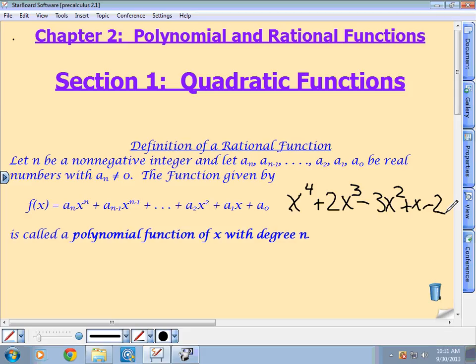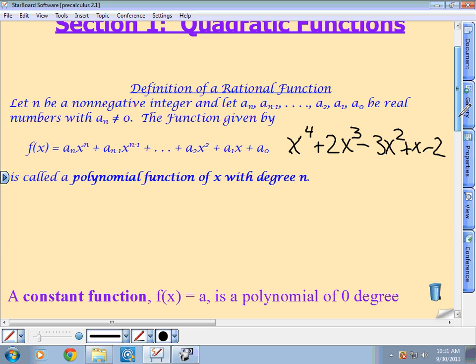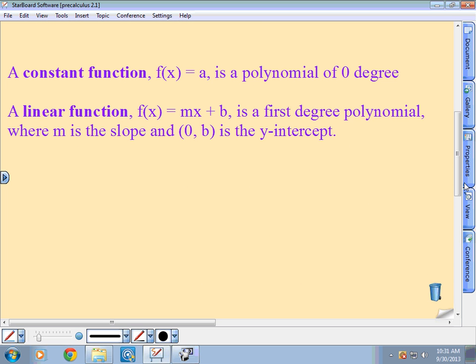So the idea is that when we talk about degrees of polynomials, you're going to use the highest exponent. So because this particular one that I drew has an exponent of x to the 4th, this is a 4th degree polynomial. Okay? The idea is if you have, well, I think I put it on the next one, so let's see. A constant function, f of x equals a, is a polynomial of 0 degrees. That's because you don't have a variable there. All you have is a constant number.